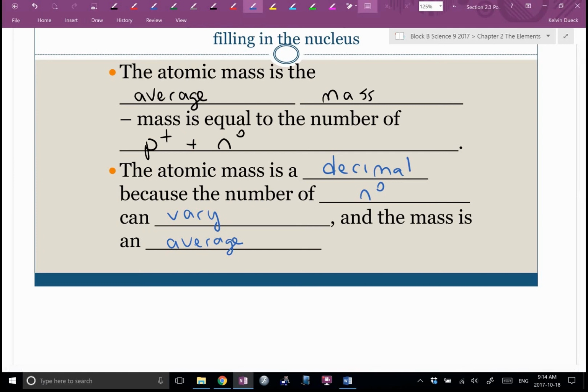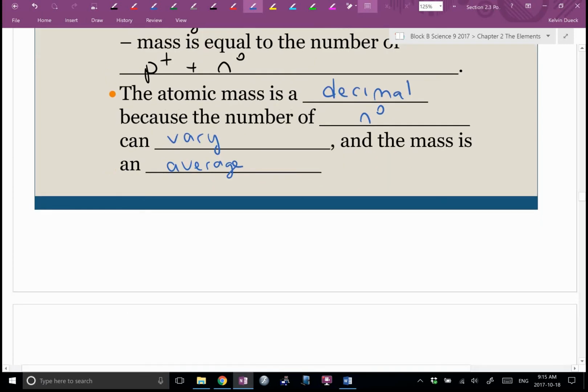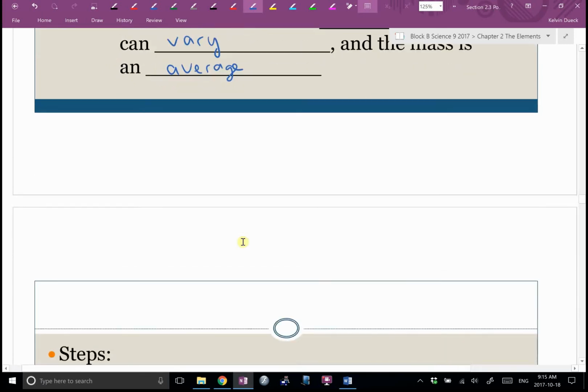Nerd note, Nick, typically if the mass is really far from being a whole number, like a 0.4 or a 0.6, that probably tells you that particular atom has a bunch of radioactive isotopes. If the mass is really close to being a nice whole number, not very radioactive. You don't need to know that. That's why I didn't include it in the notes.